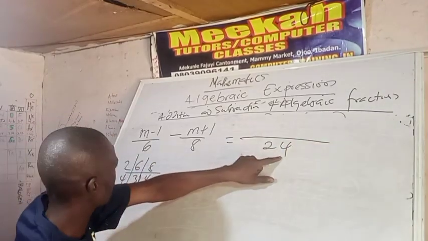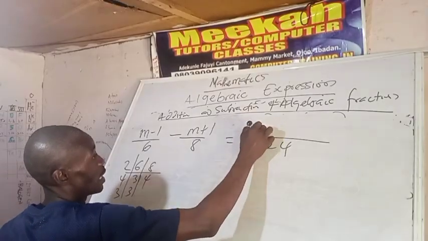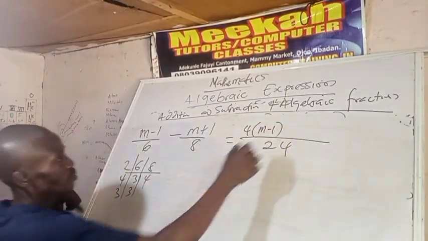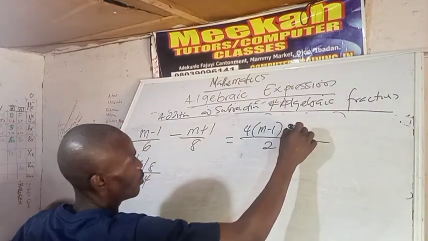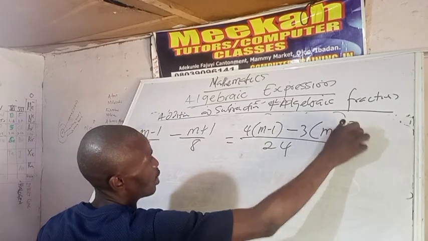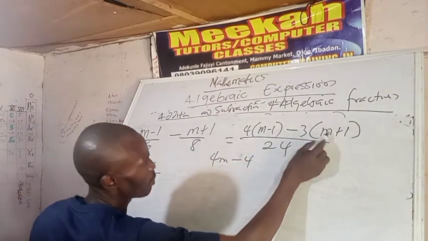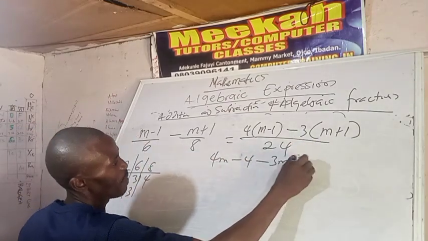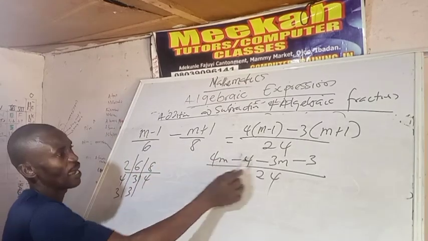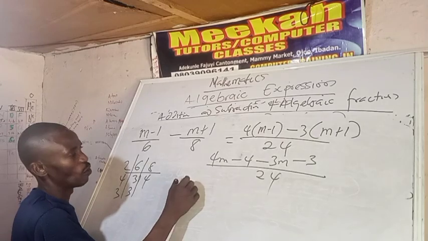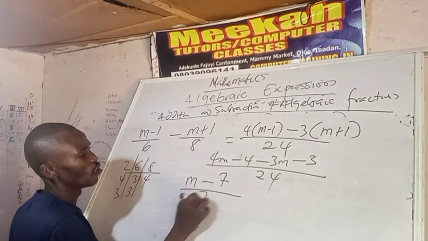6. How many 6 can I see in 24? How many 6? 4. So you have 4 into bracket m minus 1. Minus, you have to be very careful. How many 8 can you see here? 3. So it becomes 3 into bracket m plus 1. Let's open this one. This one becomes 4m minus 4. This one to open, minus 3m minus 3 over 24. Now, are you clear with that? 4m minus m will give me what? m. Minus 3 minus 4, what do you have? Minus 7 over 24.